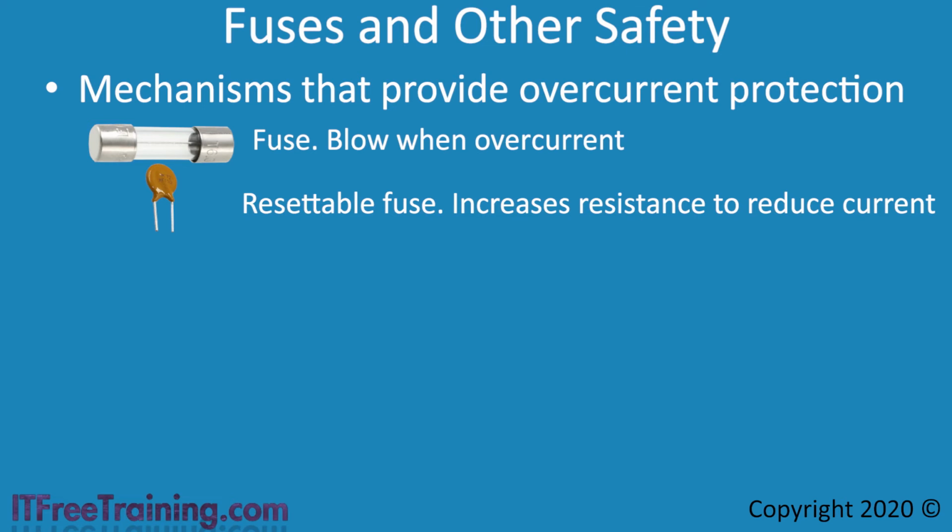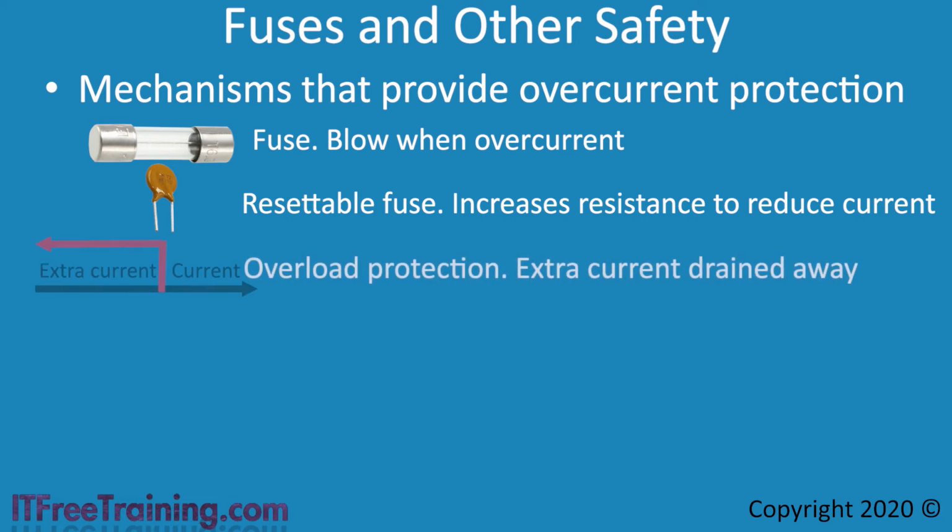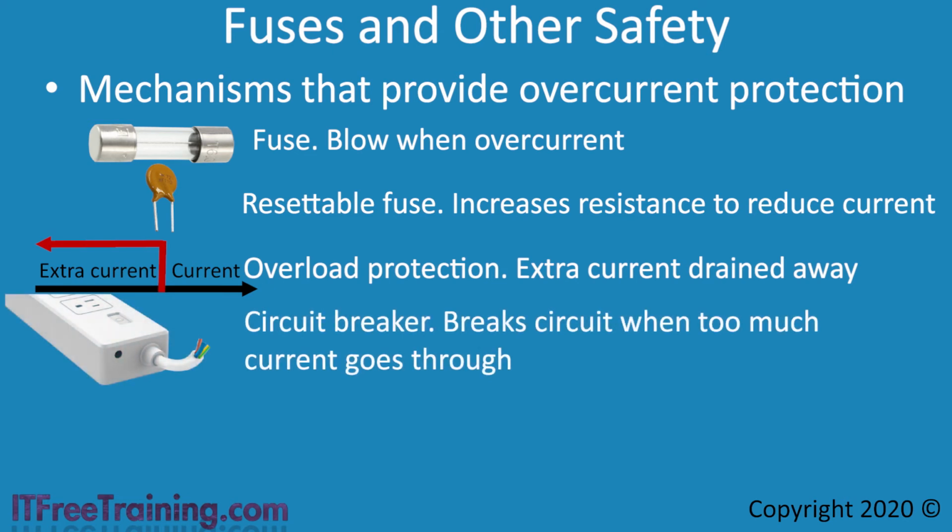The next form of protection, which is typically used in power supplies, is overload protection. Essentially, this is a circuit in the device that, when extra current is put through the device, it is diverted. If I compare this to a river, then if too much water starts going down the river, a bypass channel is opened to divert the extra water somewhere else. So essentially, if too much current is put through the power supply, a circuit is opened to drain the extra current.